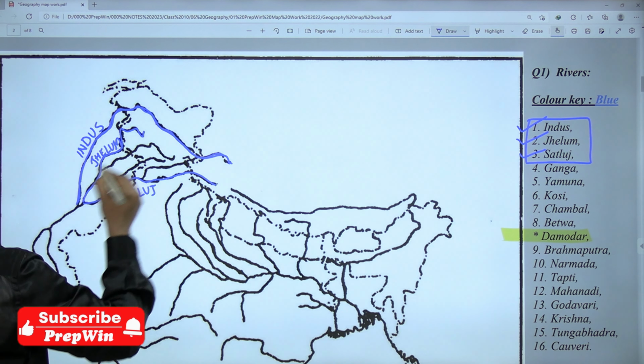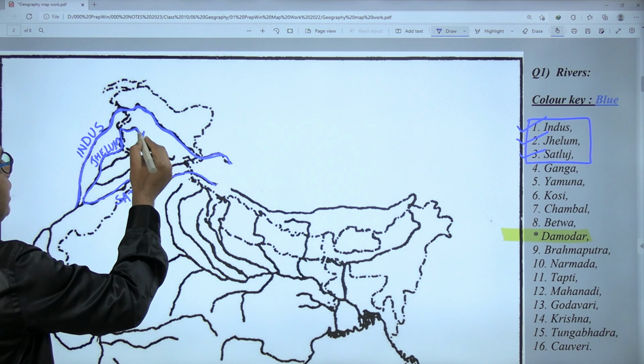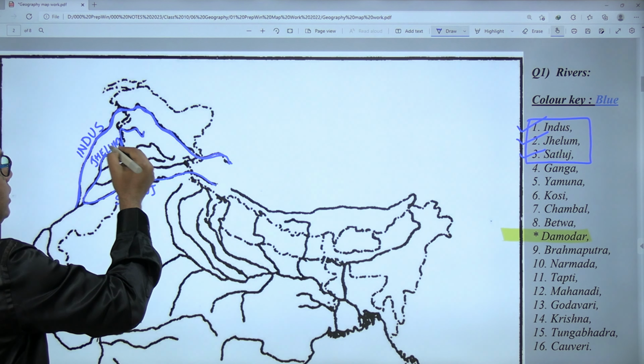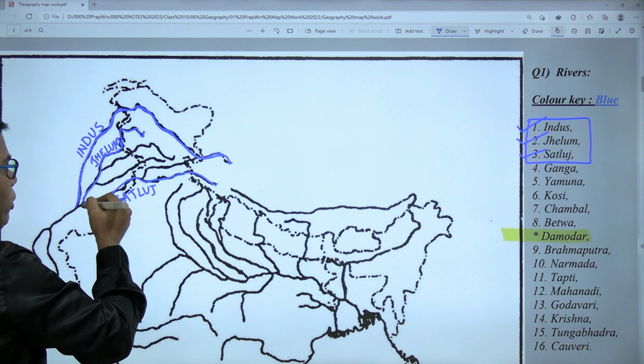The first one is the Indus River, right at the top. Second one is the Jhelum. Jhelum and Satlaj both are tributaries of the Indus River. And please make sure that when you mark Satlaj River, it is this lower river. The other one, this Beas River, is a tributary of Satlaj. Beas is not a part of our reduced syllabus, so we are not going to show this. Fine, easy, first three rivers, very easy.